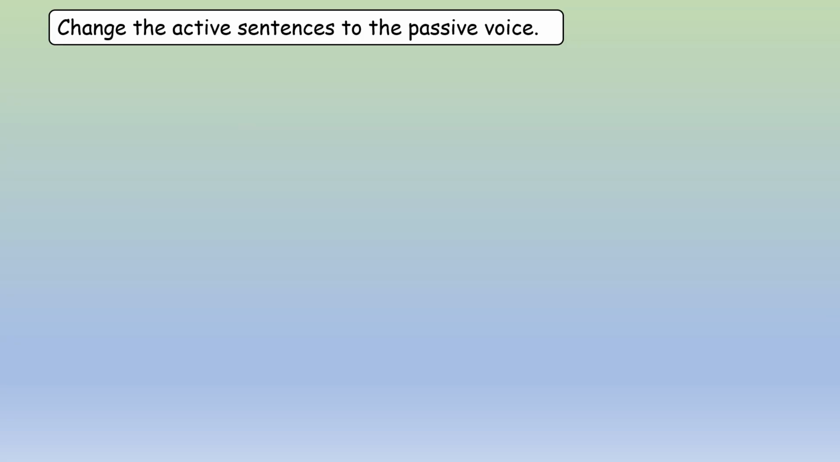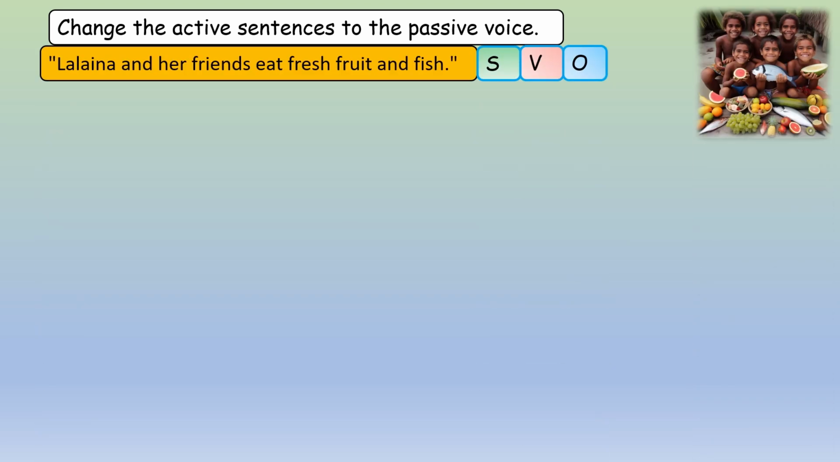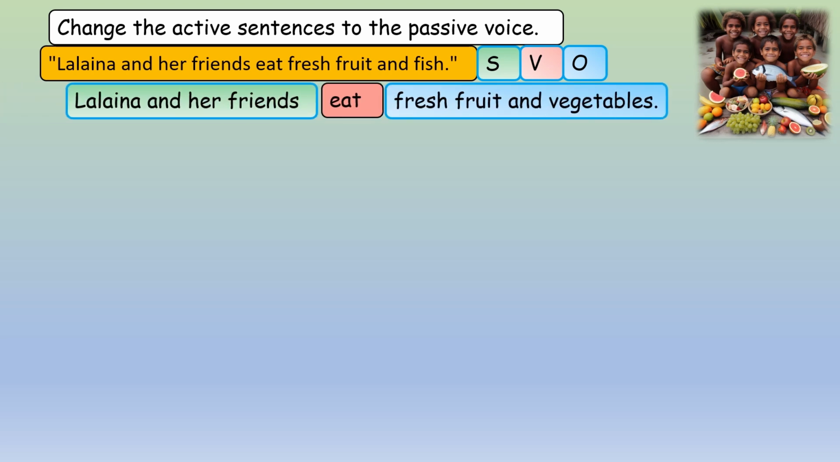Change the active sentences to the passive voice. Lalina and her friends eat fresh fruit and fish. This sentence was taken from a previous video that I posted. It is on Lalina, who lives in the islands of Fiji, and this is just to give some context of the sentence. SVO stands for subject, verb and object. Lalina and her friends eat fresh fruit and vegetables. My verb is eat. My subject is Lalina and her friends, and my object is fresh fruit and vegetables.